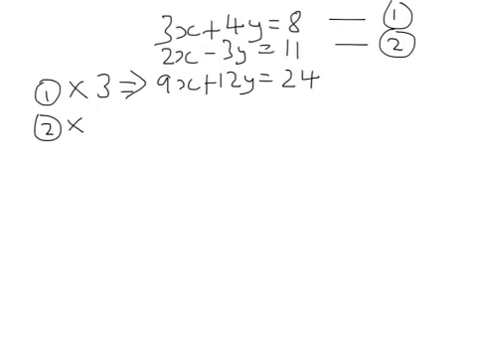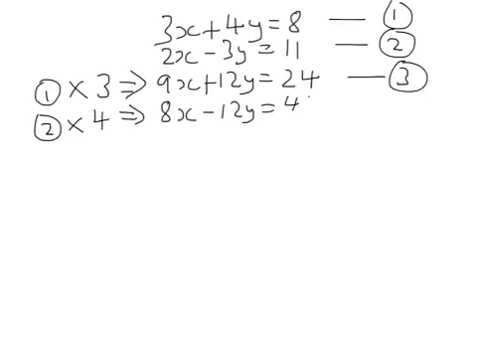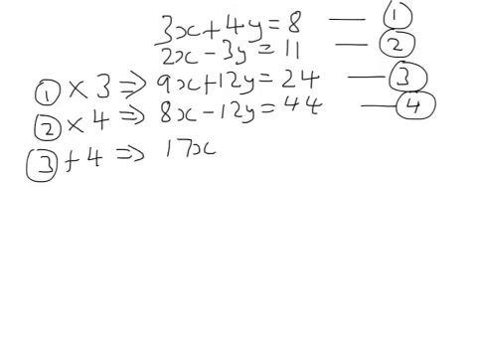It's often easy to forget to times the 8 by 3, and equation 2 by 4. So I get 8x minus 12y is 44. And then the 12y and minus 12y, if I add equations 3 and 4, I'm going to get 17x. 12y plus minus 12y is nothing, and I'm going to get 68.